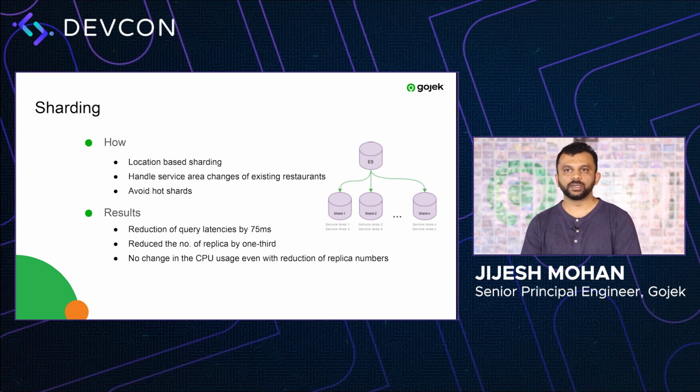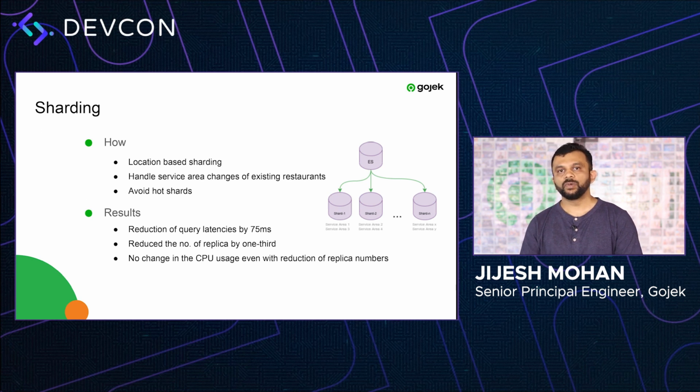One edge case we need to handle is if there is a change in the service area for a restaurant due to some manual error or anything, the duplicate needs to be avoided. Like, the previous shard would have the restaurant and the new shard would also have the same restaurant. So our data ingestion framework needs to be intelligent enough to handle these situations.